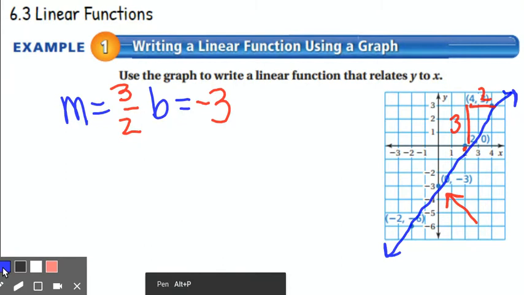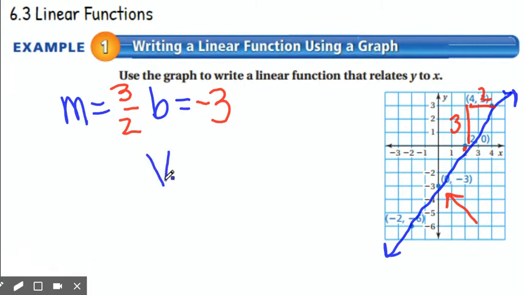Now that we have our slope and our y-intercept, we can plug that in to slope-intercept form. Remember, slope-intercept form is y equals mx plus b. And since we know our m value, or our slope, and our b value, our y-intercept, we can just go ahead and write an equation.